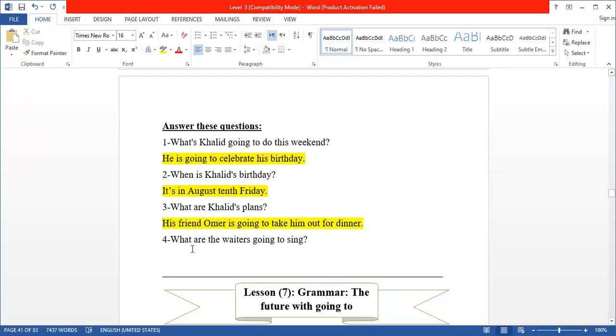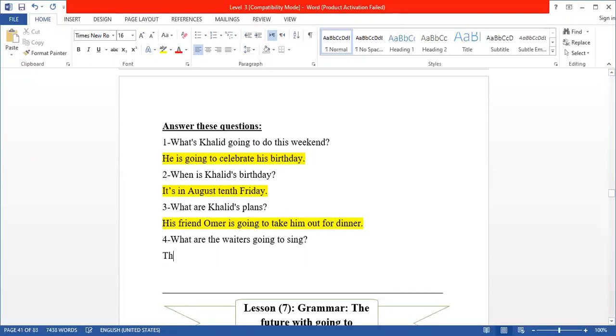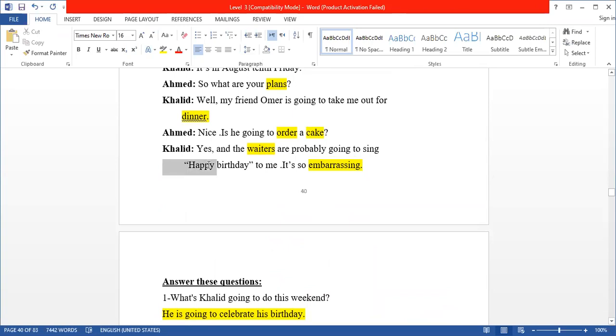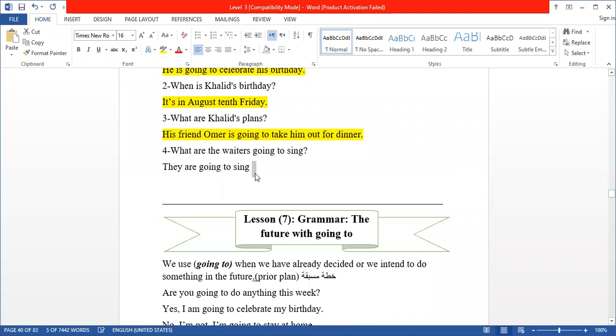Four, what are the waiters going to sing? They are going to sing happy birthday to him. To Khalid. So the waiters are going to sing happy birthday to him.